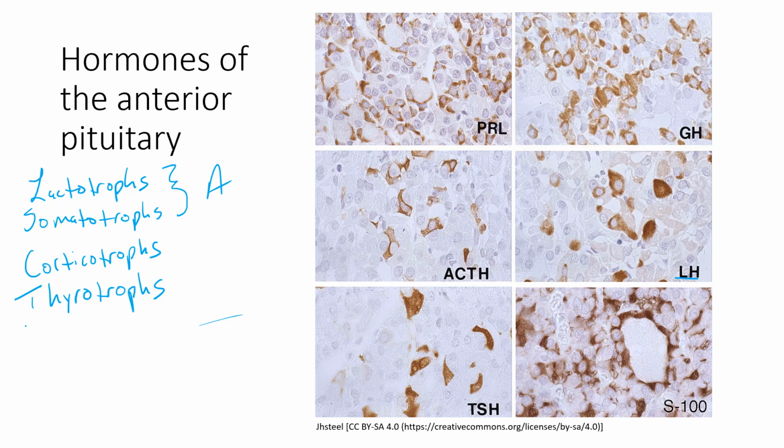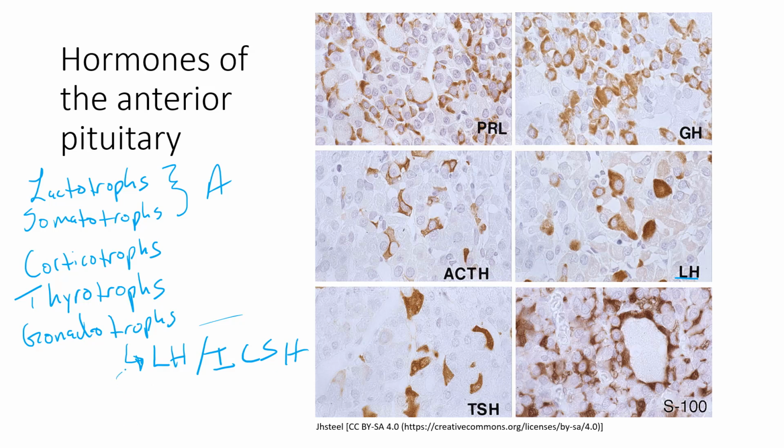The cells called gonadotrophs produce gonadotropin hormones. I think I mispronounced it earlier twice. The hormones are called gonadotropins. The cells that make them are gonadotrophs. And these guys are going to make luteinizing hormone, which in men is called interstitial cell stimulating hormone.